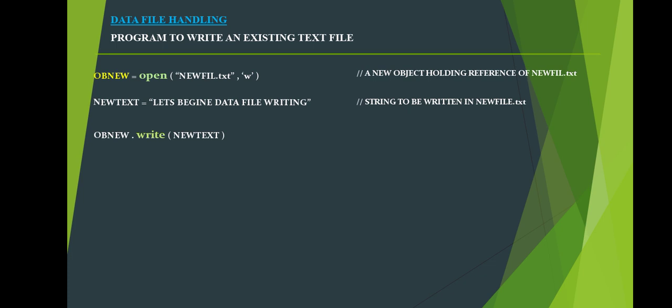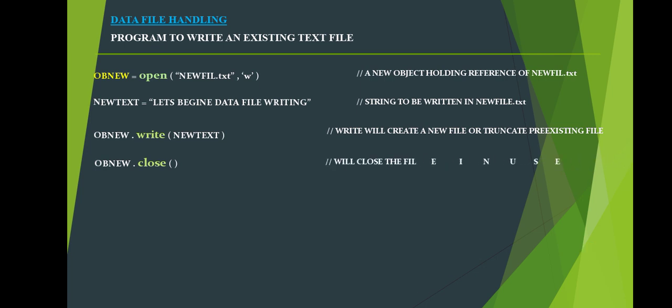For this purpose we need to make a call to a write function. Now this write function will be invoked with the help of the file handle which is obnew. So we'll write obnew dot write, and in the argument section of the function we'll pass the string variable name, that is new text. It will write the string value of new text in the file. Afterwards, as per the usual process of handling any text file or any data file, we need to close it. So we have closed it with the close function.